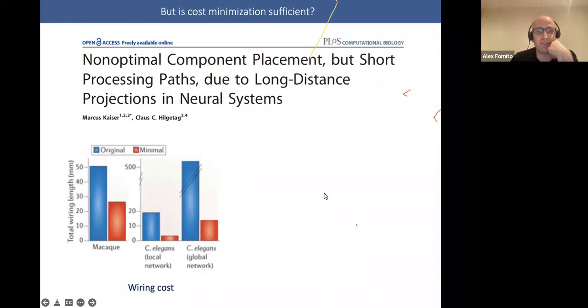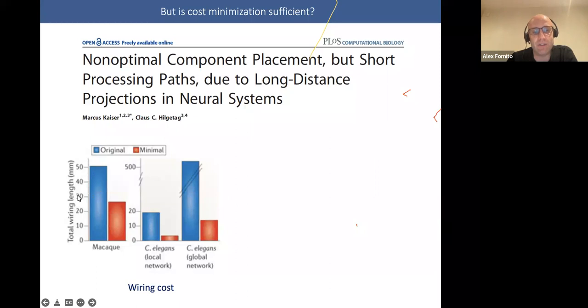And we know this from some really lovely work by Marcus Kaiser and Claus Hilgetag, performed several years ago now, where they asked if it was possible to obtain a network configuration with lower wiring cost than that actually seen in the brain by spatially permuting the positions of brain regions while keeping their connectivity intact. And they found that that is indeed the case.